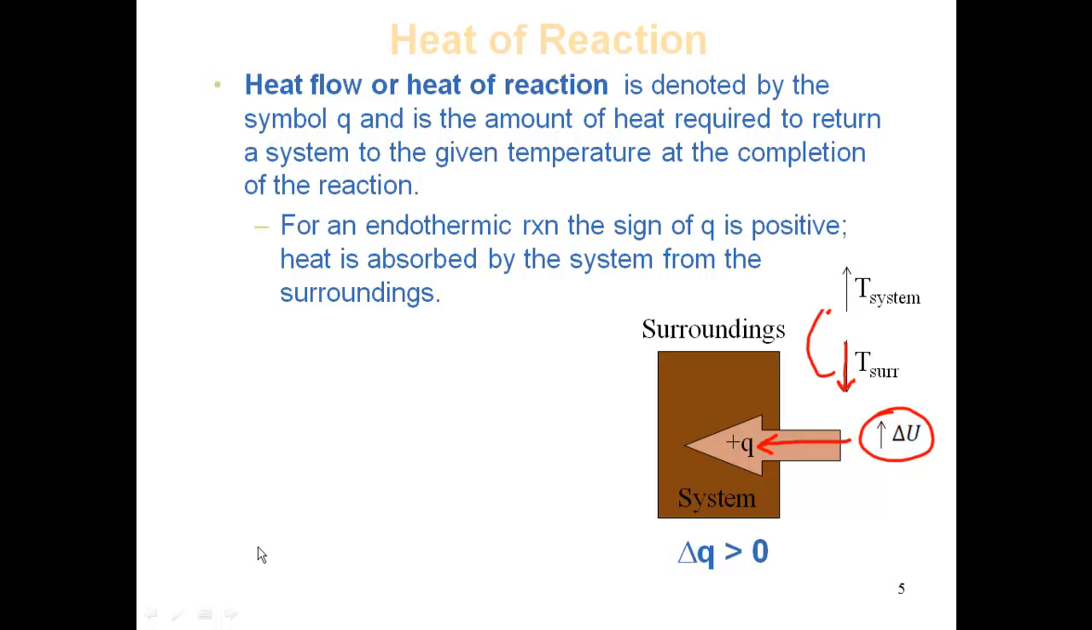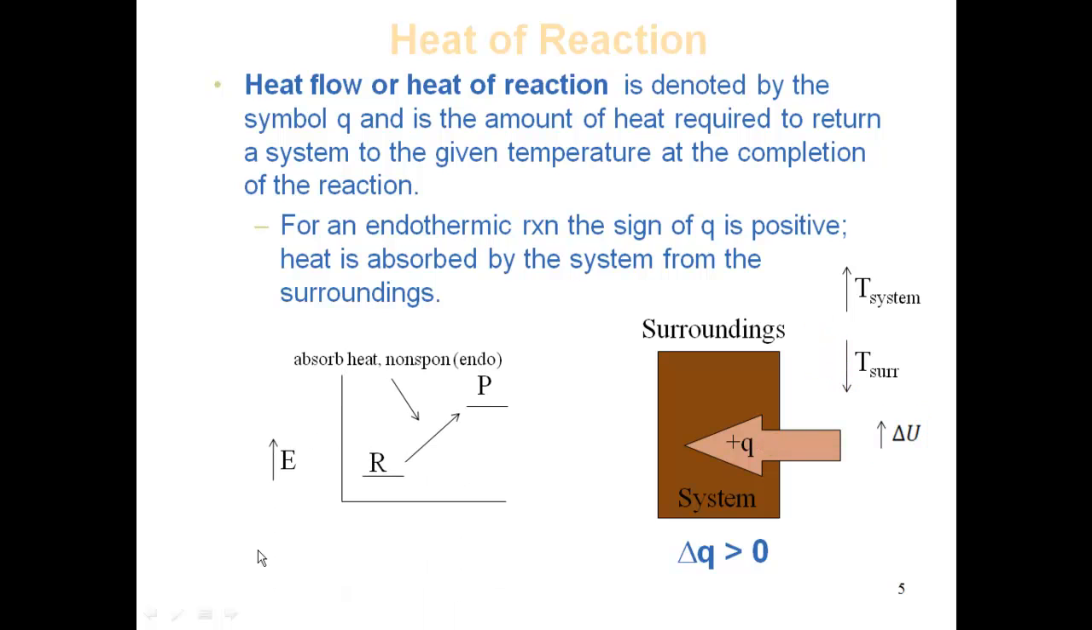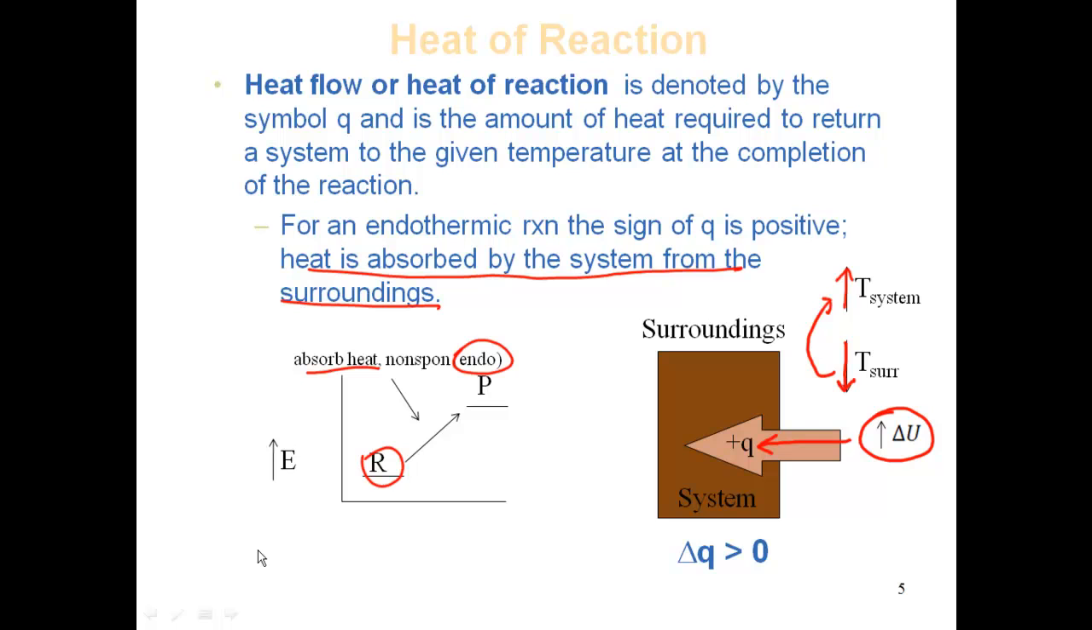Now, going back to my potential energy diagrams, which one are we talking about here? That would be the case where I'm going from reactants to products, from a lower energy of reactants to a higher energy of products. For that to occur, it has to absorb heat from some source, and then the reactants will absorb that heat and form the products. This is an endothermic reaction, where I have heat being absorbed by the system from the surroundings.